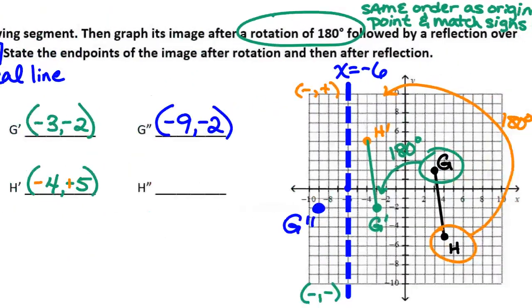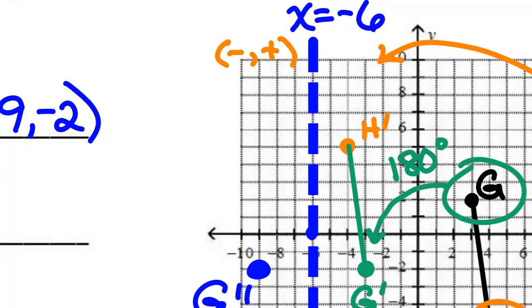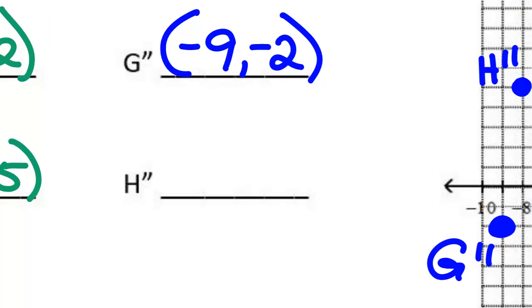How far away is H prime from that line? 2. 1, 2. So we go 1, 2 on the other side. Right here is my H double prime. And what is that ordered pair? -8, 5.